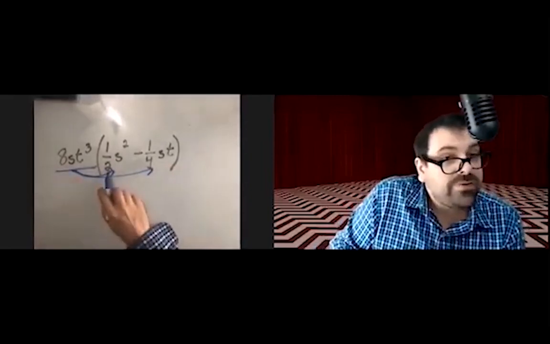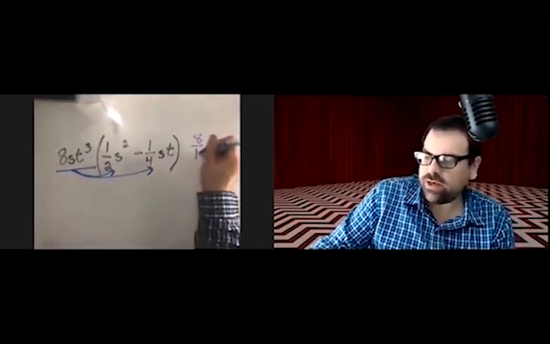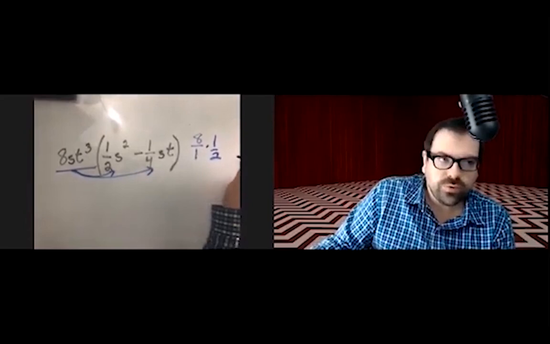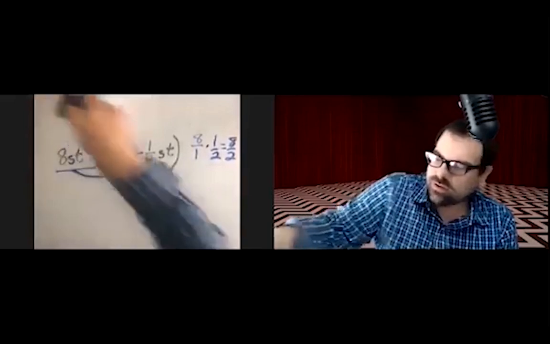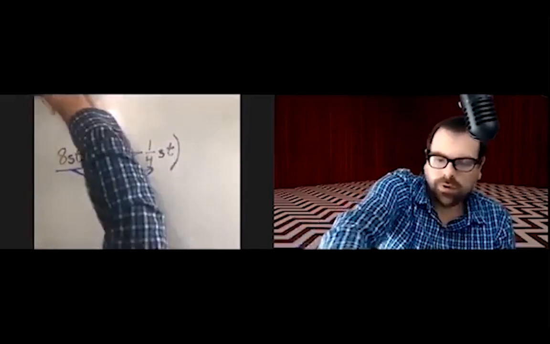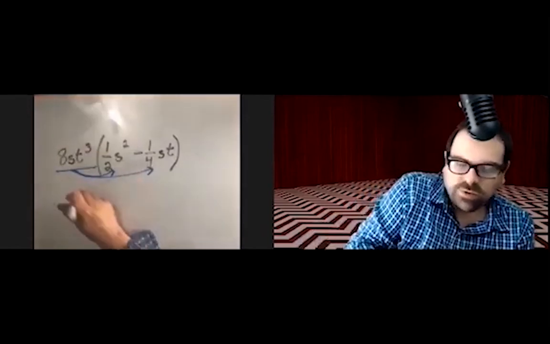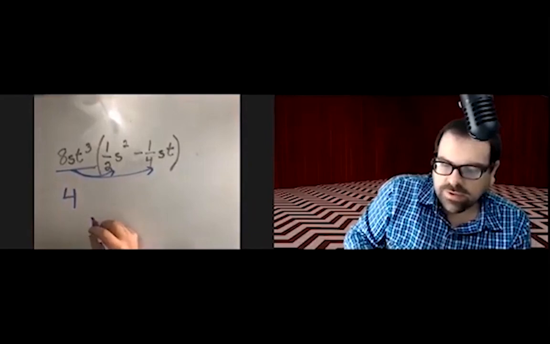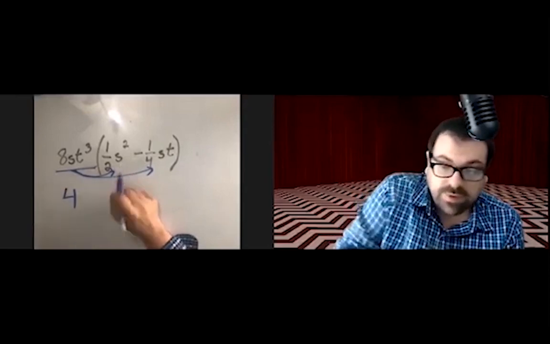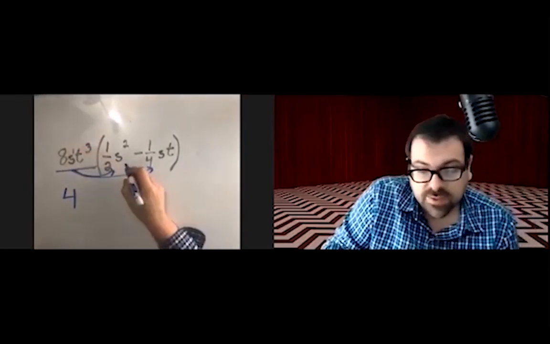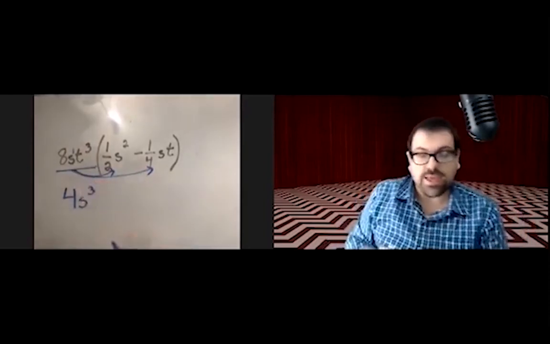8 times 1/2 is 4, because that's 8 over 1 times 1 over 2, which is 8 over 2, which is 4. So positive 8 times positive 1/2 is positive 4. S times s squared would be s to the first times s squared, s to the 1 plus 2, s cubed.